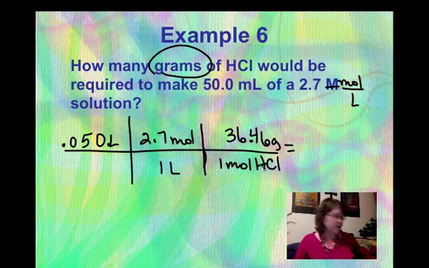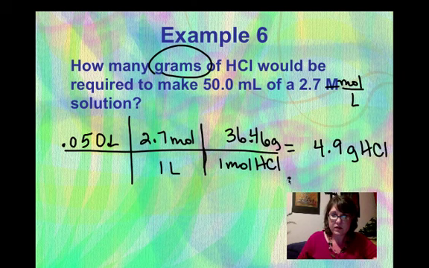Alright then, time for a calculator. 0.05 times 0.27, then multiply by the molar mass, 36.46, and I get 0.49. How many sig figs? 2 sig figs.